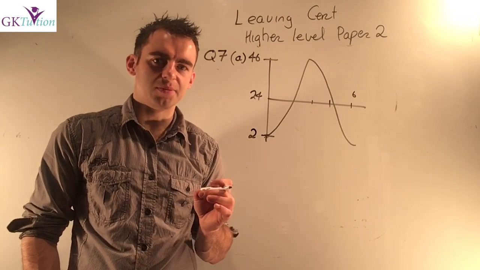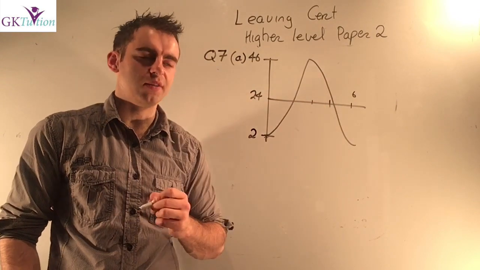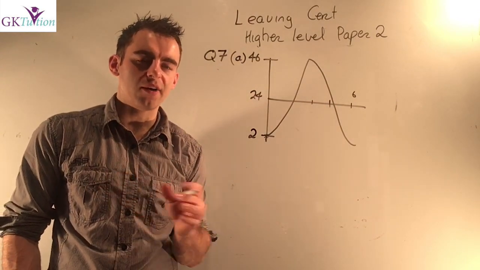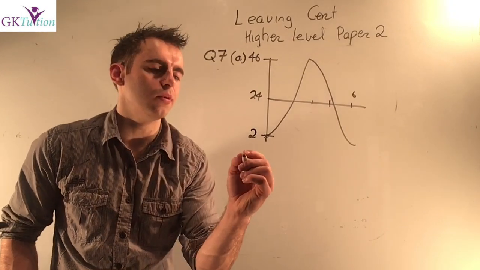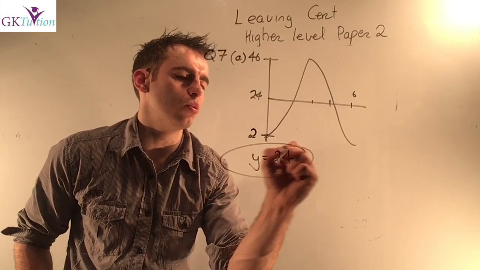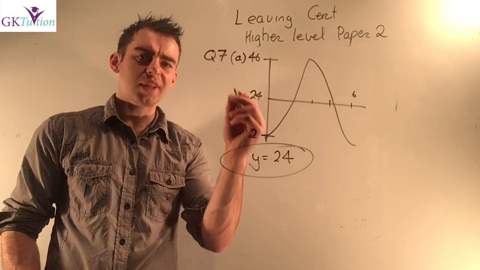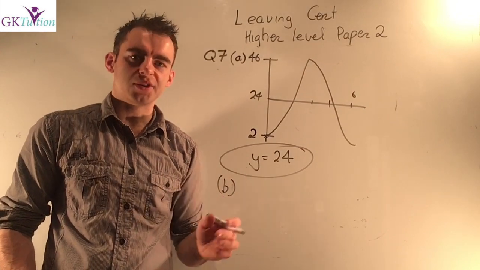The first question asked me to find the equation of the midline. So clearly the midline is 24. And you know the equation of any horizontal line is y equals whatever the y value is. So the equation of the horizontal line is y equals 24. That's the answer to part A. The answer to part B, it asked me what is the range.